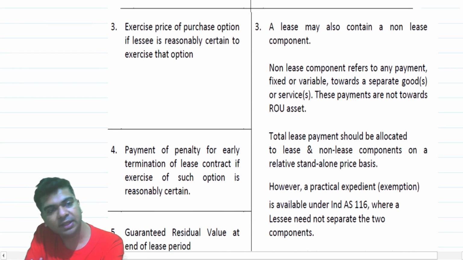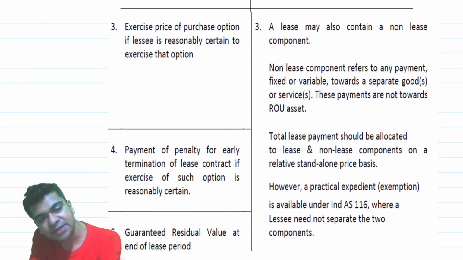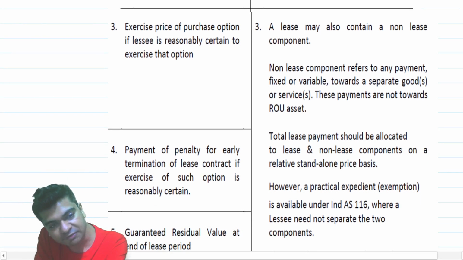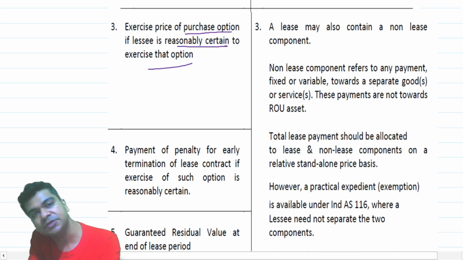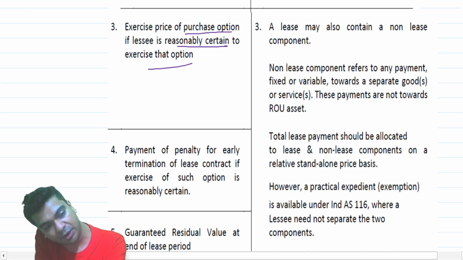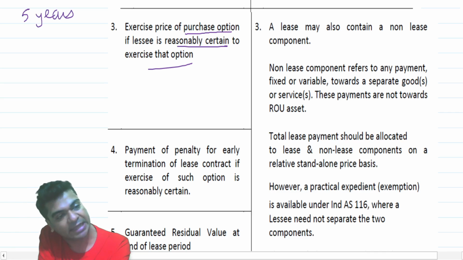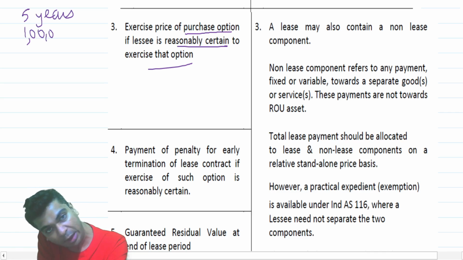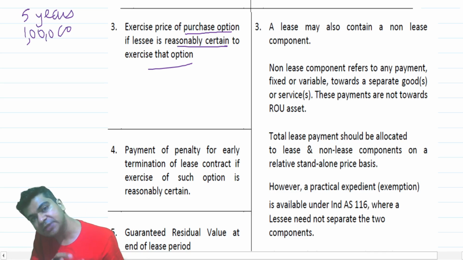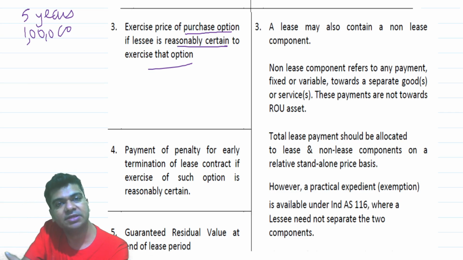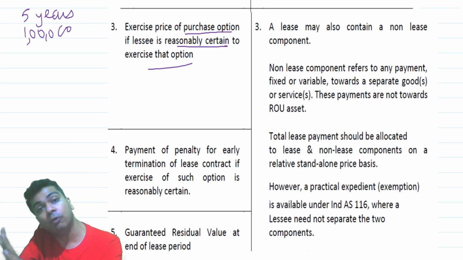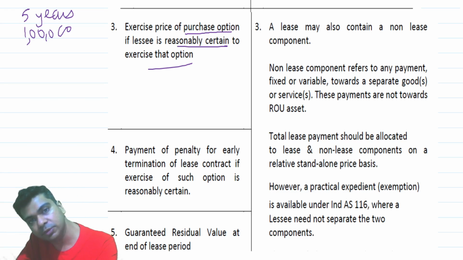Item number 3, they are saying exercise price of a purchase option if the lessee is reasonably certain to exercise that option. So you are given a purchase option and you are reasonably certain that you will exercise this particular option. The lease agreement is for 5 years, and at the end of the 5th year, you have to pay another 1 lakh rupees and you can buy that particular asset, right?